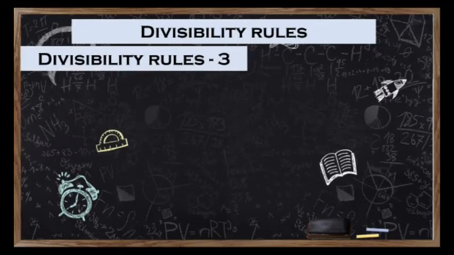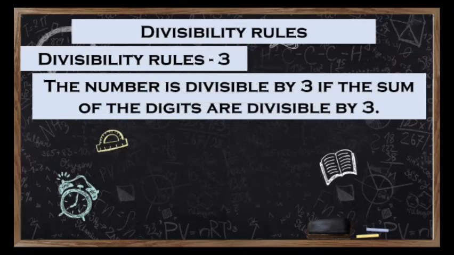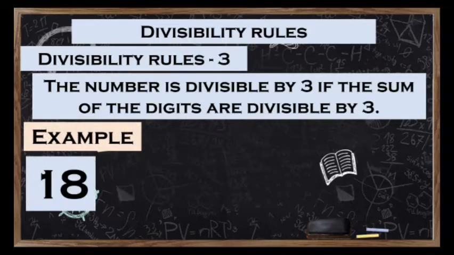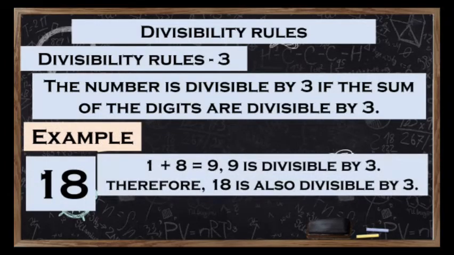Divisibility rules by 3. The number is divisible by 3 if the sum of the digits is divisible by 3. Example, 18. 1 plus 8 is equal to 9. 9 is divisible by 3. Therefore, 18 is also divisible by 3.